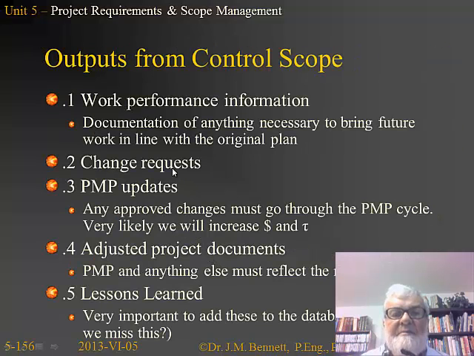Now, the outputs from control scope are basically things we change: work performance information, anything to bring the future work back into line with the original plan, change requests that we've agreed to, well, even ones we haven't agreed to and refused, project management plan update, the adjusted project documents, and finally the lessons learned. These have to be added to the OPA. Why did we miss this? How can we be sure that in future we don't miss this again?